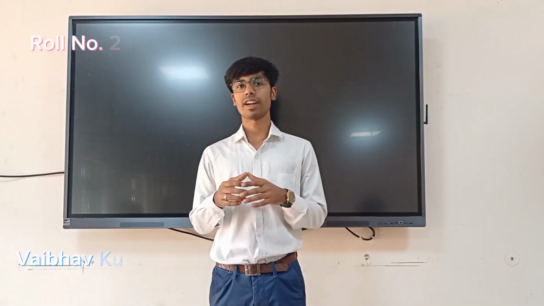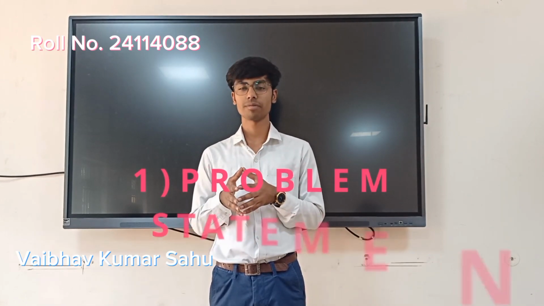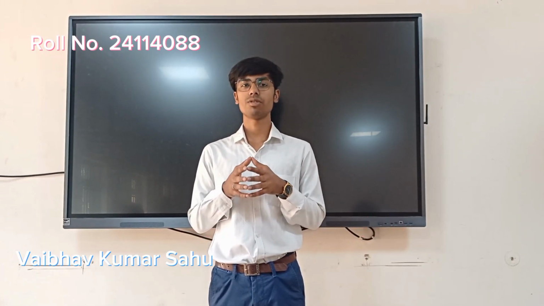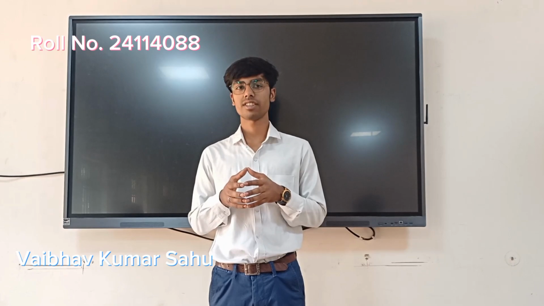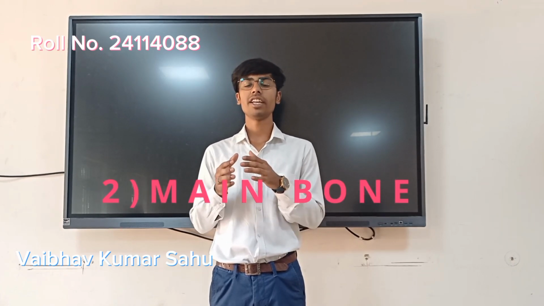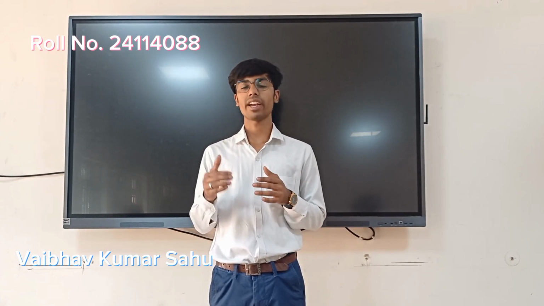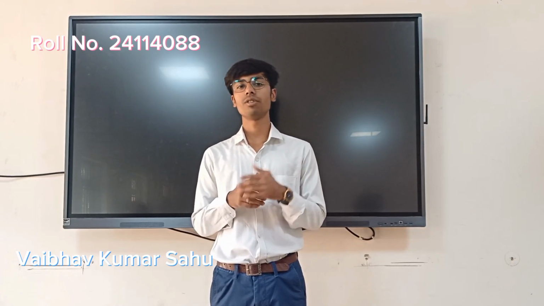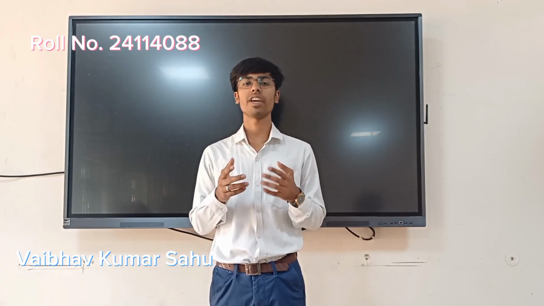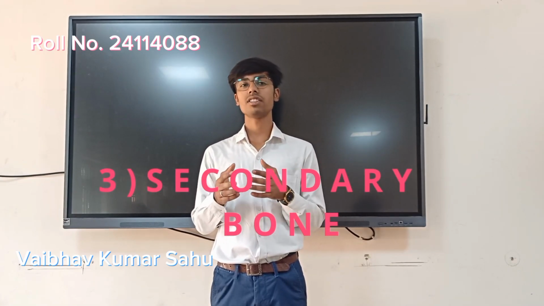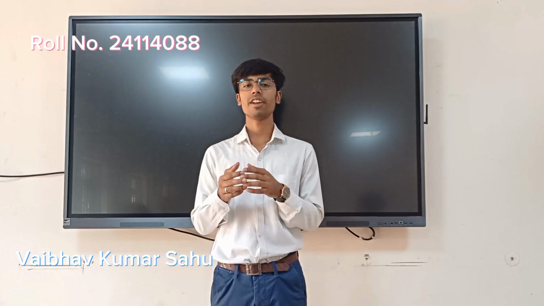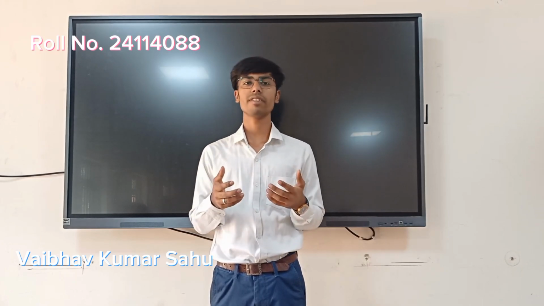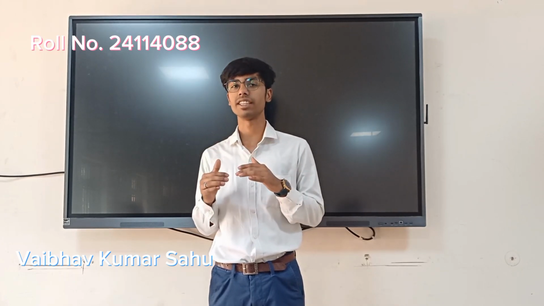Elements of a fishbone diagram. The components of a fishbone diagram include the problem statement. It defines the issue or the problem that needs to be addressed. Main bone. It represents the main categories or factors which contribute to the problem. Commonly used categories include people, processes, environment, equipment, and materials. Secondary bone. It branches off from the main bone and represents subcategories of specific factors within each main category.